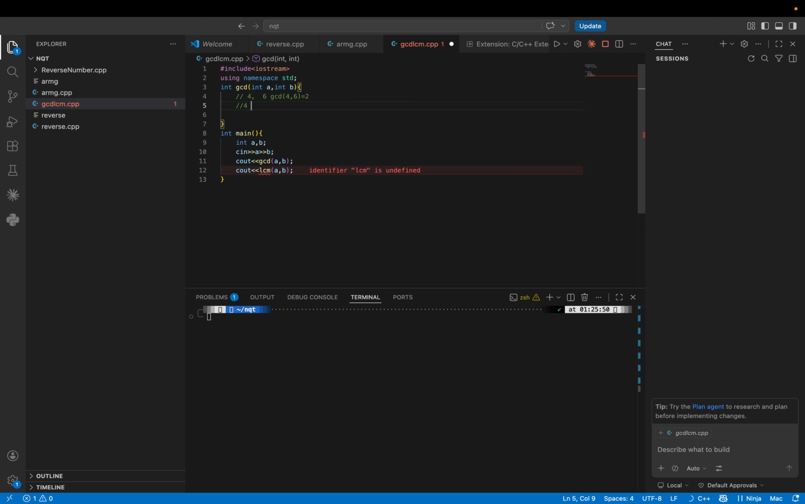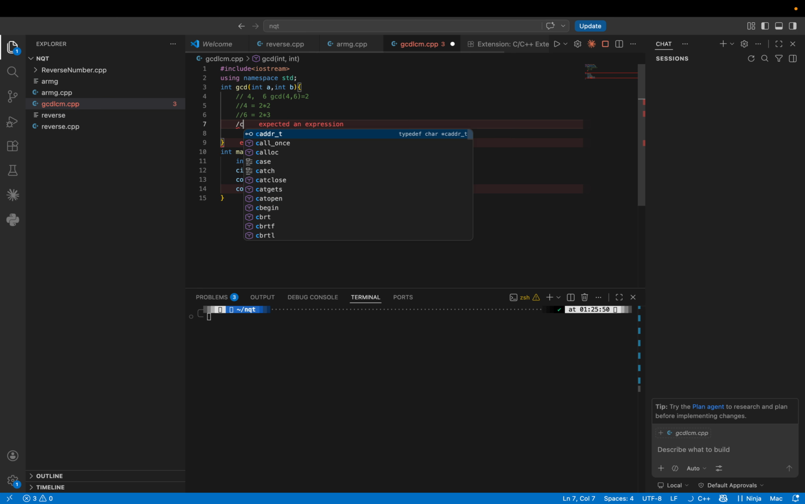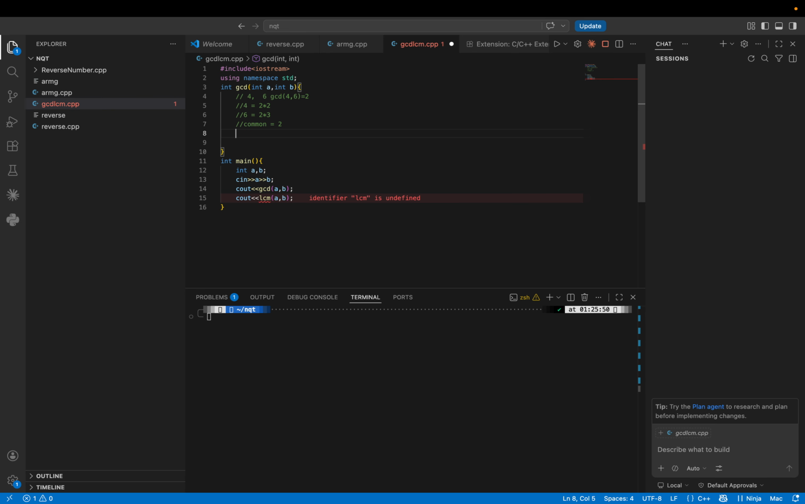What I've learned is that 4 is 2 into 2. Okay, 6 is 2 into 3. The common thing here is 2 only, so 2 is my GCD.